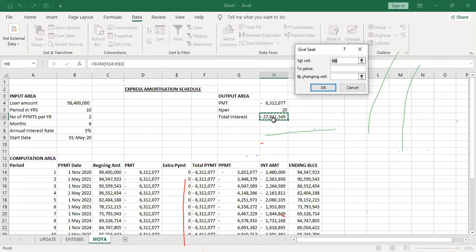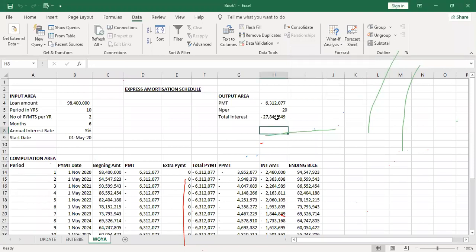Sir, please come again. Starting from where? That sheet. Click on the total interest. Do you have the total interest or you don't have it? I have it. To click on the total interest means you take the cursor to that place and then you click. Have you done that?